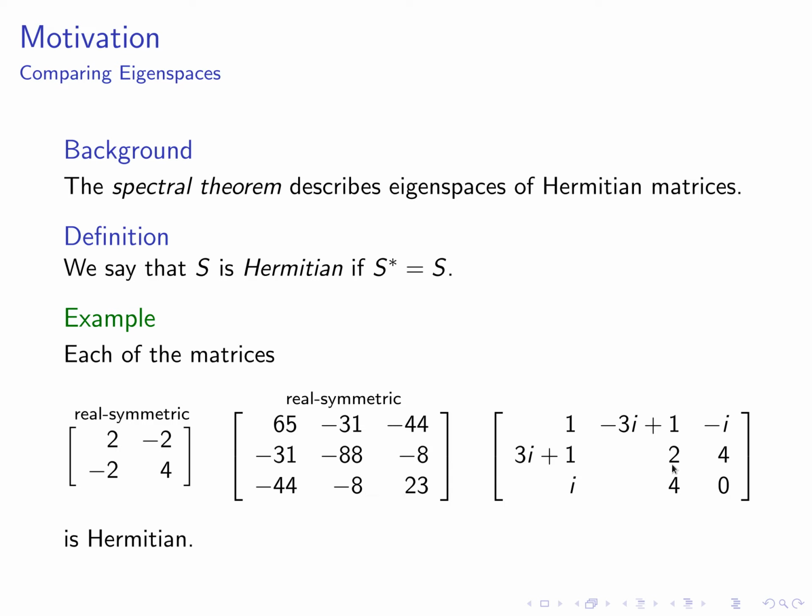This third matrix has some complex entries that are not real. And if we compare across the diagonal, we no longer are guaranteed equalities because -3i + 1 is different from 3i + 1. However, these two numbers are related by conjugation. The conjugate of -3i + 1 is 3i + 1. The conjugate of -i is +i. And the conjugate of 4 is equal to 4. So this last matrix is not a symmetric matrix, but it is a Hermitian matrix because the conjugate transpose of this matrix is equal to itself.